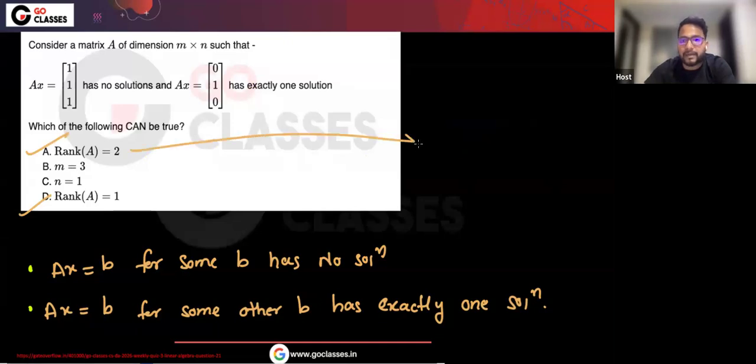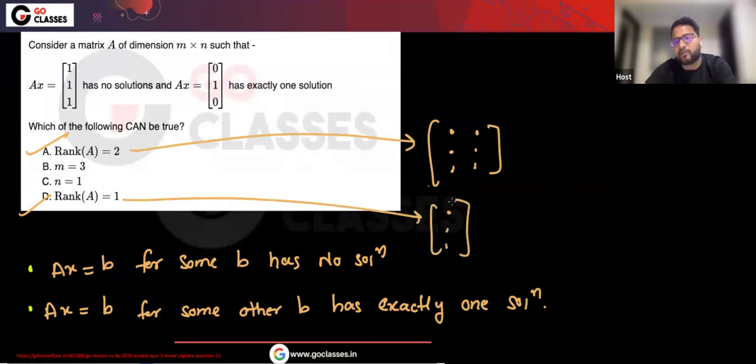The matrix could be like this, or the matrix could be like this. This is a vector also, but this is a matrix also. m is the number of rows, and yes, m is 3. They are saying can be true, so m must be 3 only. But can the number of columns be 1? Yes, there can be 1. They can be 2 also. So basically A, B, C, D are the correct answers. This was a good question.